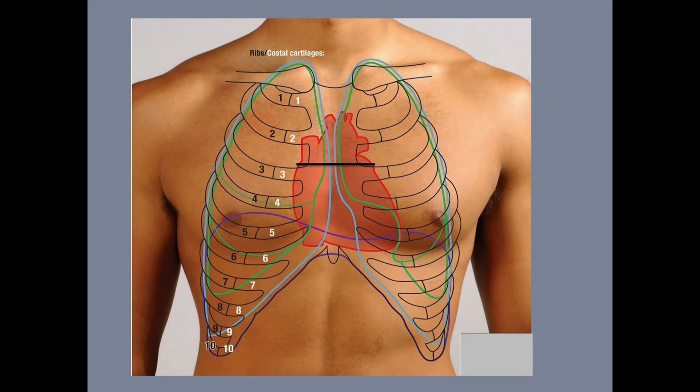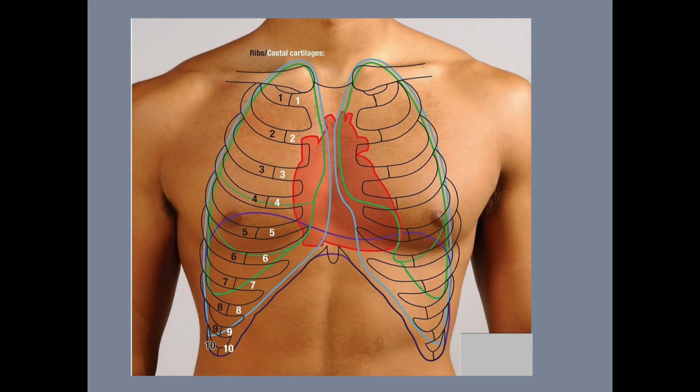The upper border of the heart runs along a line connecting the upper edges of the right and left third costal cartilages. The right border descends from the level of the upper edge of the third right costal cartilage 1 to 2 cm to the right of the edge of the sternum, vertically down to the fifth right costal cartilage. The lower border is drawn along a line that runs from the fifth right costal cartilage to the apex of the heart. It is projected in the left fifth intercostal space at 1 to 1.5 cm medially from the mid-clavicular line.